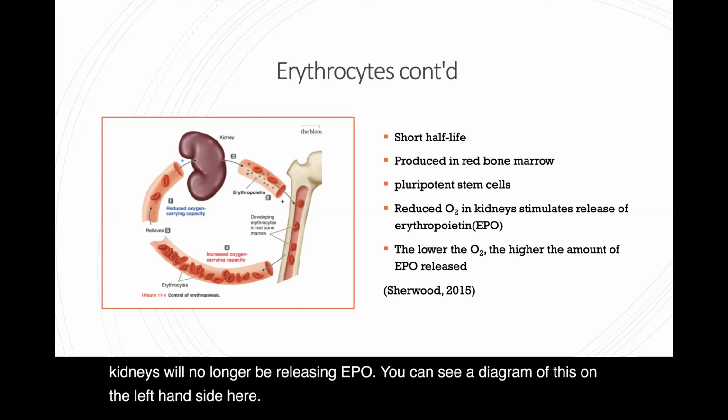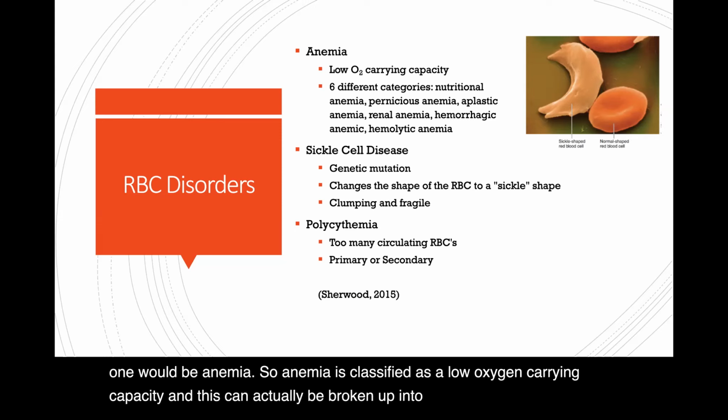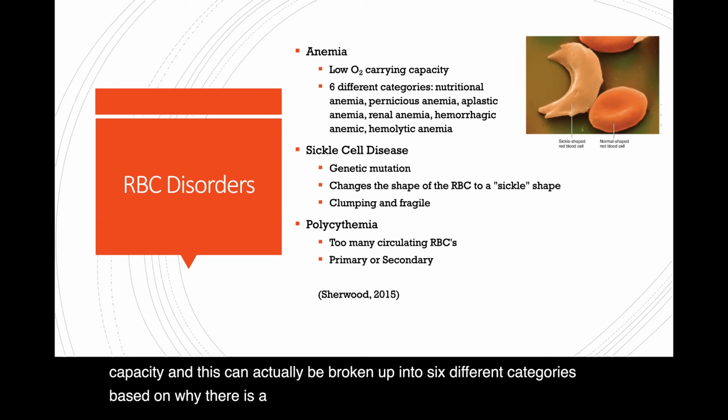All right, so RBC or red blood cell disorders, or erythrocyte disorders. The first one would be anemia. So anemia is classified as a low oxygen carrying capacity. And this can actually be broken up into 6 different categories based on the cause of the anemia. So the first would be a nutritional anemia. This is caused by a dietary deficiency of a factor that would be needed for erythropoiesis. So this depends on an adequate supply of this raw ingredient, which is not synthesized in your body. So you have to take it in through food intake.